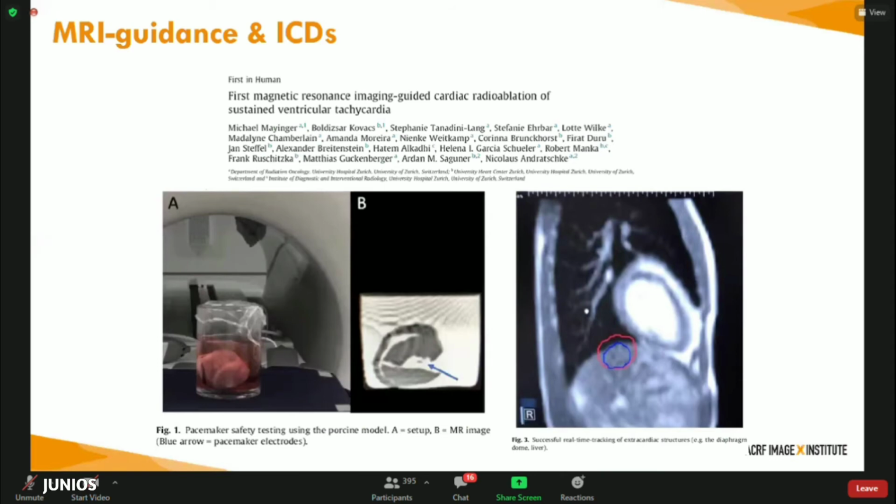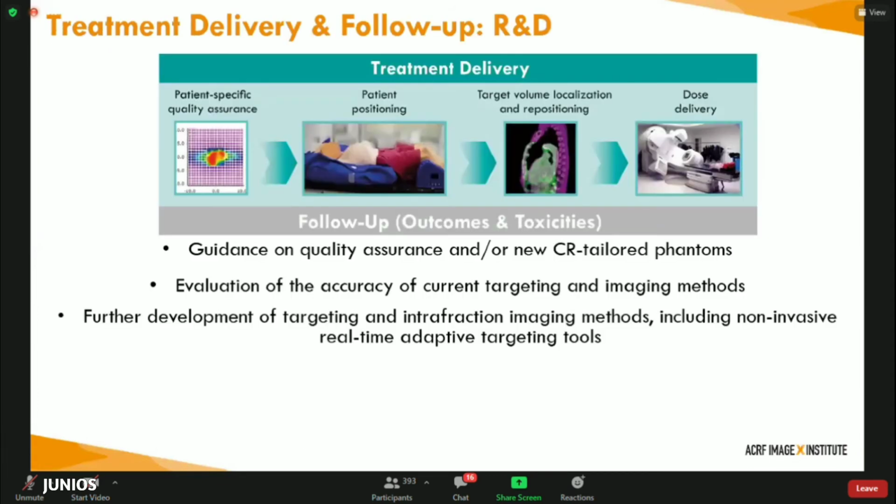Very recently at ESTRO, a group presented phantom experimental work and results on evaluating cardiac radioablation target motion compensation on the Elekta Unity MRI Linac. In terms of current research and development opportunities in this area, there's a need for new QA phantoms and techniques tailored for cardiac radioablation, and further evaluation of motion management strategies, or the development of new techniques specifically tailored to cardiac radioablation target motion.